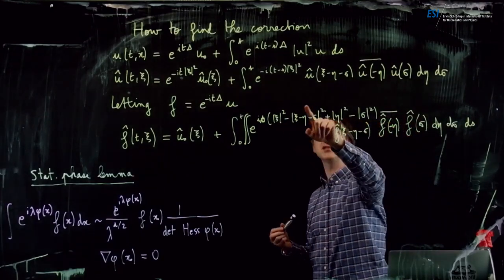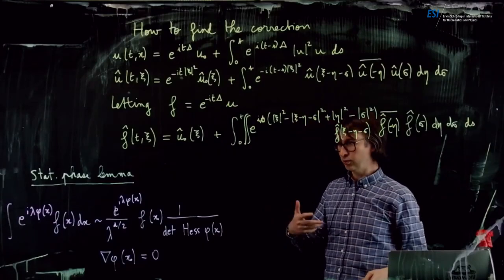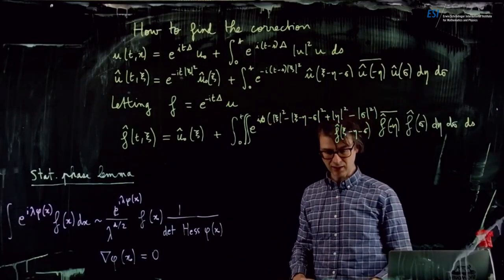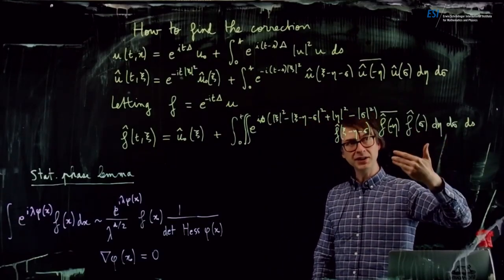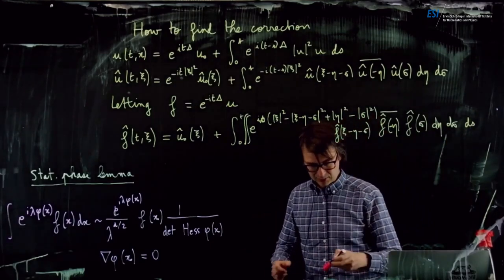So this is the phase, this quadratic expression. You compute what the critical points of this phase are with respect to eta and sigma, and then you compute the Hessian, and then you apply this formula. And what comes out? Yes.